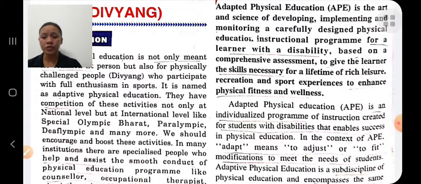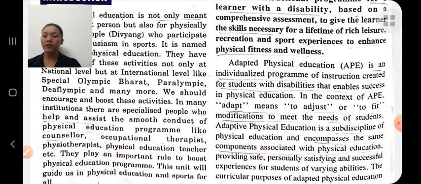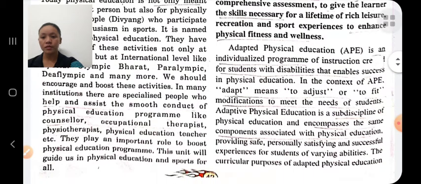There are many people who support and help the smooth conduct of the physical education program, like counselors, occupational therapists, physiotherapists, physical education teachers, etc. They help and assist in the smooth conduct of the physical education program for the Divyang people. They play an important role in boosting the physical education program.